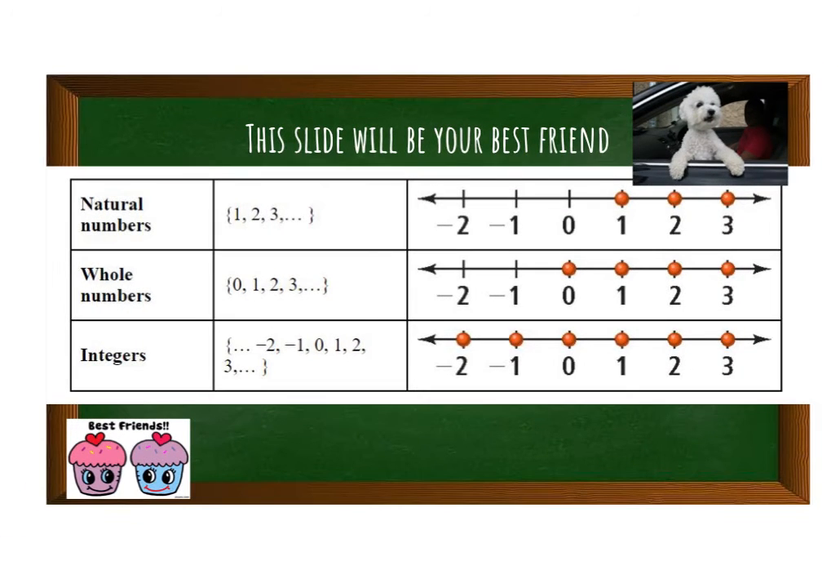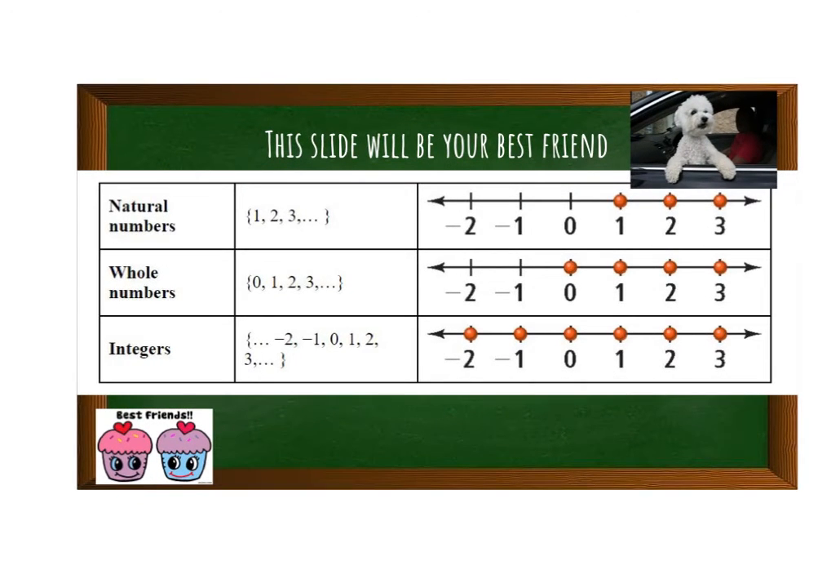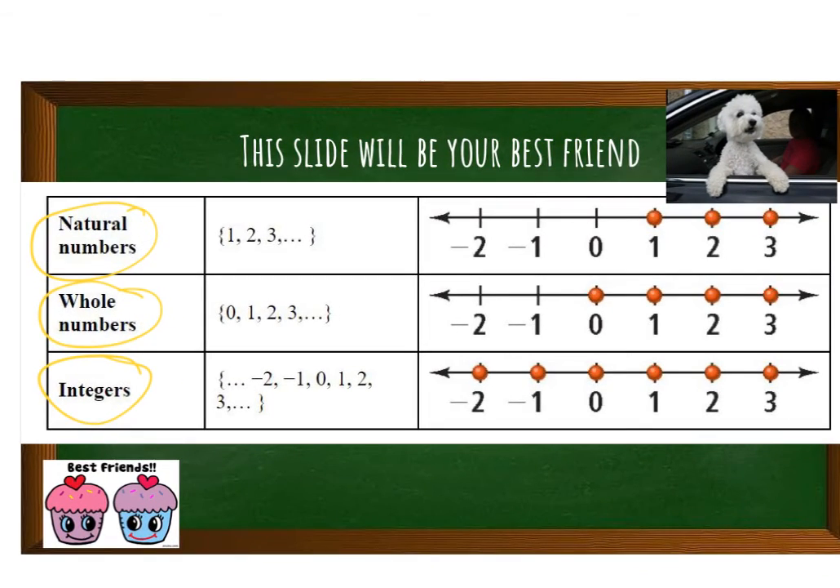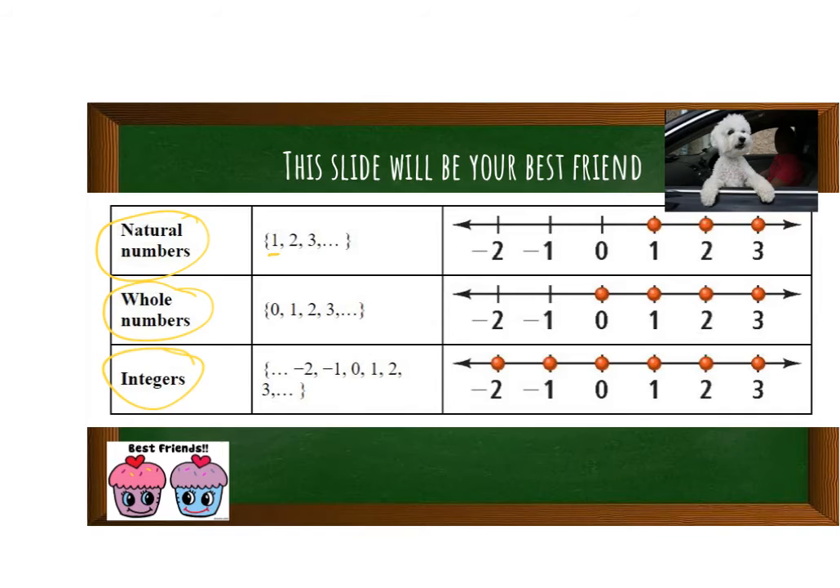This slide will be your best friend, okay? So what we haven't talked about yet are these three things. What are natural numbers, whole numbers, and integers, okay? A natural number is any number that is positive, and it's like 1, 2, 3, as if you were counting up from 1 all the way to infinity, okay? And if you look over on the right, there's a number line and it gives you all the natural numbers.